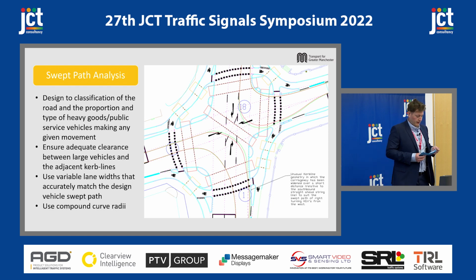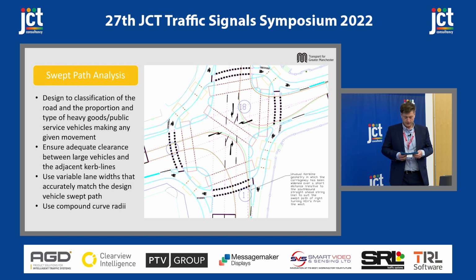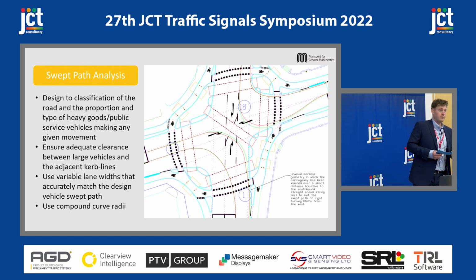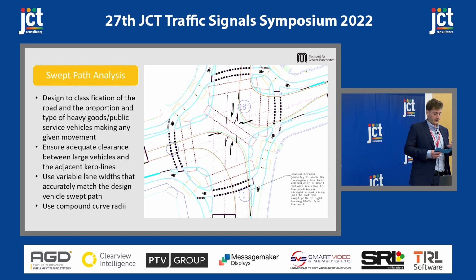So we need to ensure adequate clearance between large vehicles and the adjacent kerb lines. So at TfGM, a minimum offset would apply, typically 0.5 of a metre from the chosen design vehicle. Also, using variable lane widths that accurately match the swept path of the design vehicle will help to ensure the carriageway space is limited. And then the lane widths can increase with curvature that match the swept path.